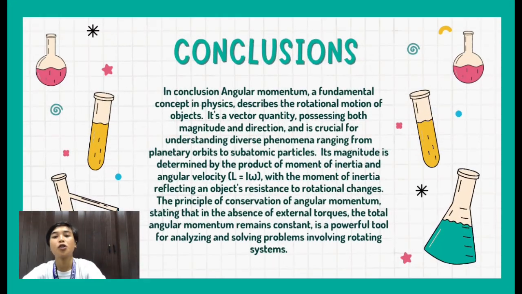Conclusions. In conclusion, angular momentum, a fundamental concept in physics, describes the rotational motion of objects. It's a vector quantity possessing both magnitude and direction, and is crucial for understanding diverse phenomena ranging from planetary orbits to subatomic particles. Its magnitude is determined by the product of moment of inertia and angular velocity, where L is equal to IW, with a moment of inertia reflecting an object's resistance to rotational changes.